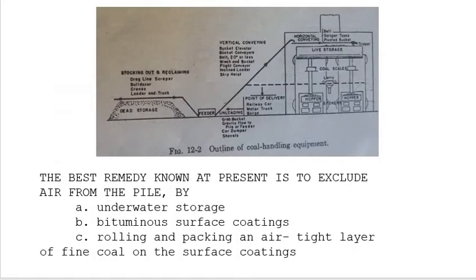Next, this figure shows the outline of coal handling equipment. The best remedy known at present is to exclude air from the pile. The following are the remedies. Firstly, underwater storage. Next is bituminous surface coatings, rolling and packing an airtight layer of fine coal on the surface coating.